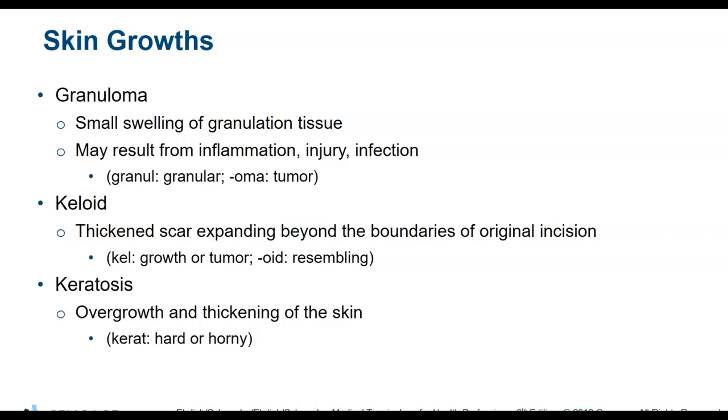Keratosis is an overgrowth or thickening of the skin. Kerato is the combining form meaning hard or horny. Not the horny you're thinking of, but horny as in a hard growth that would come out of the skin like a horn. Okay.